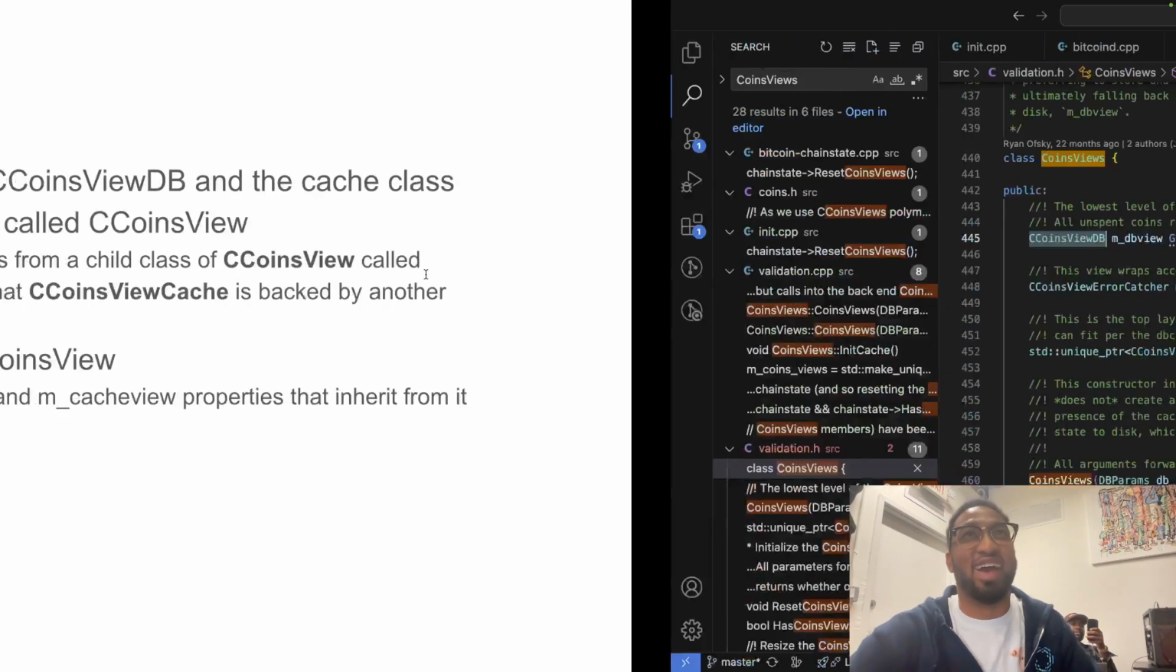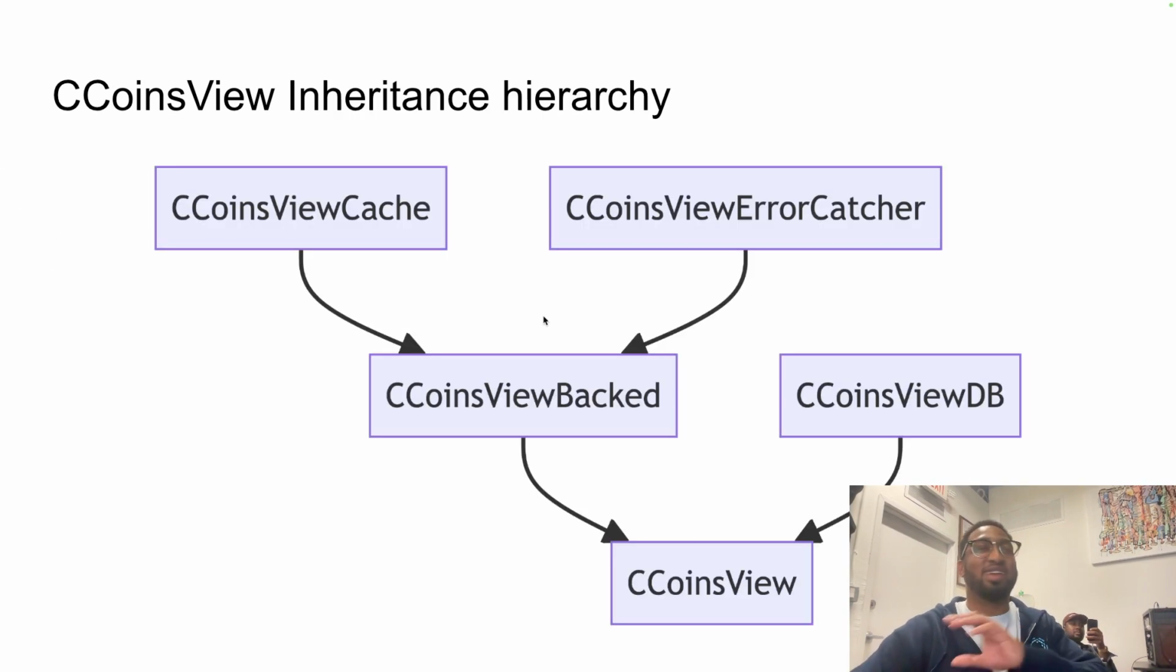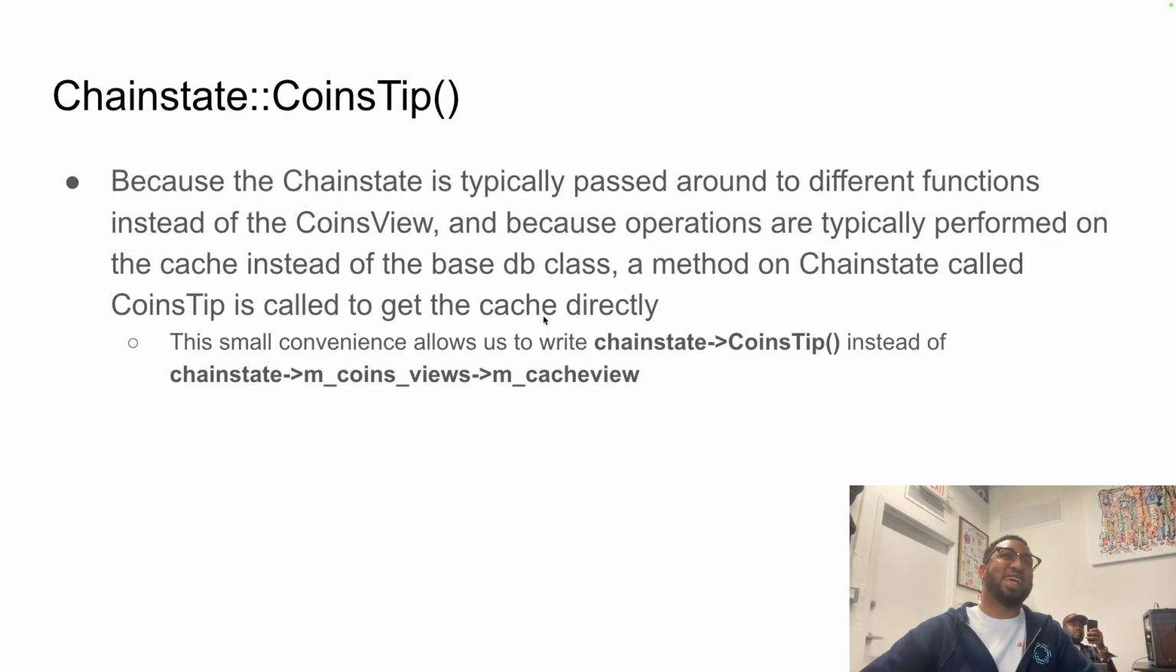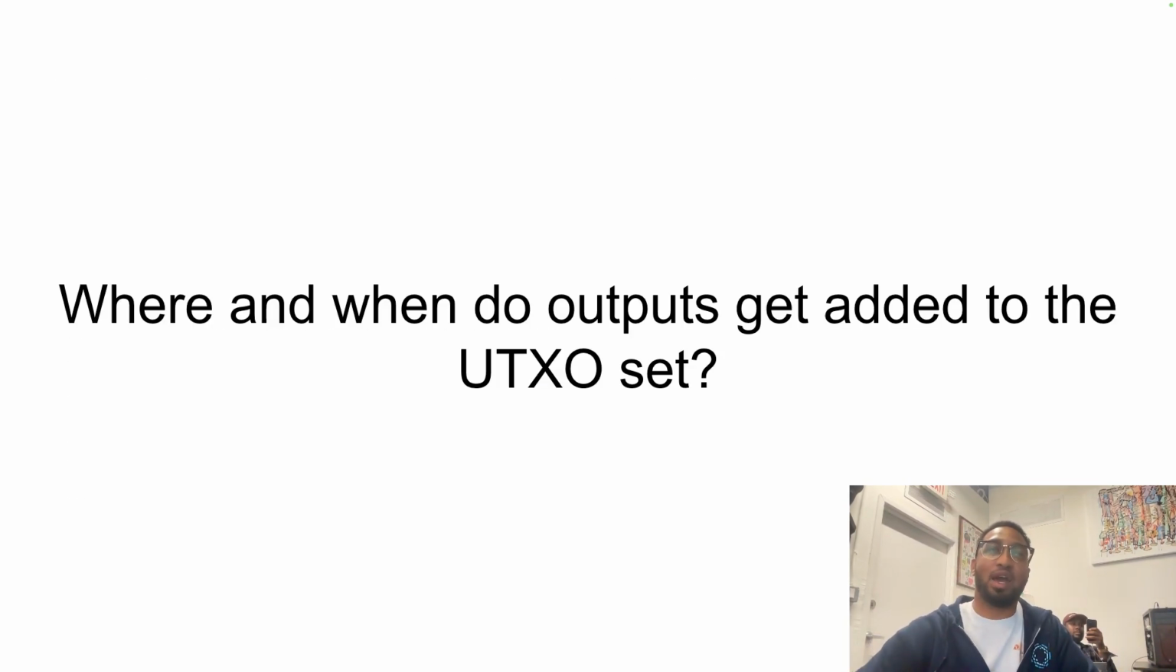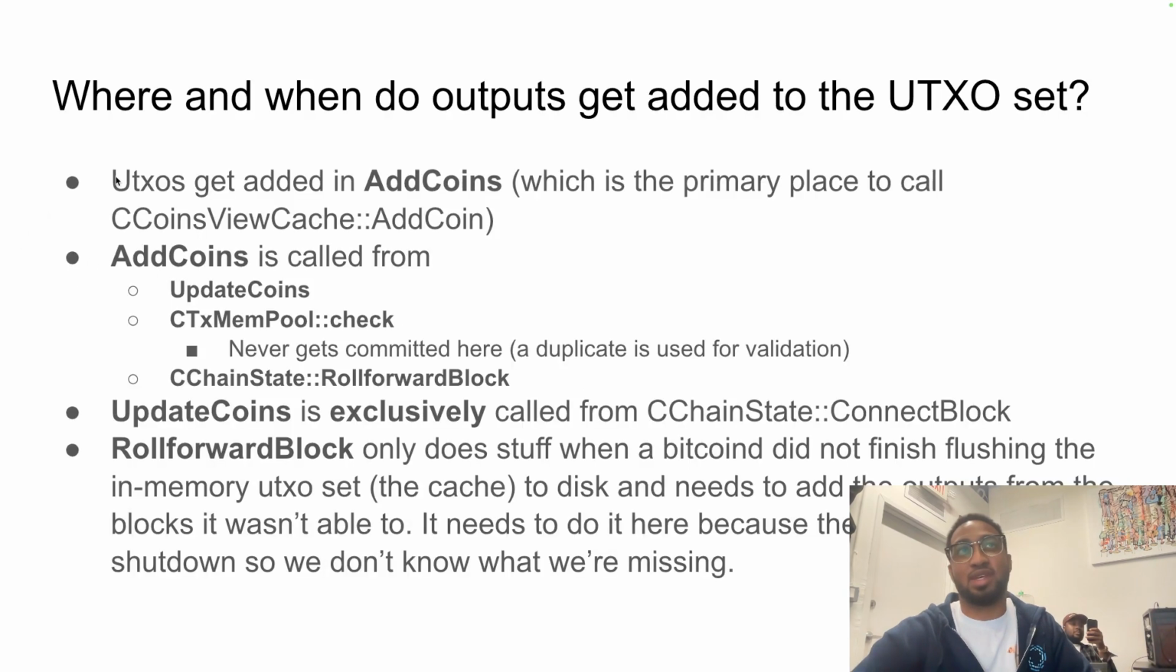This has been going on for 15 minutes. Yeah, I just wanted to establish a good understanding before I go to future code. So, where and when do outputs get added to the UTXO set?